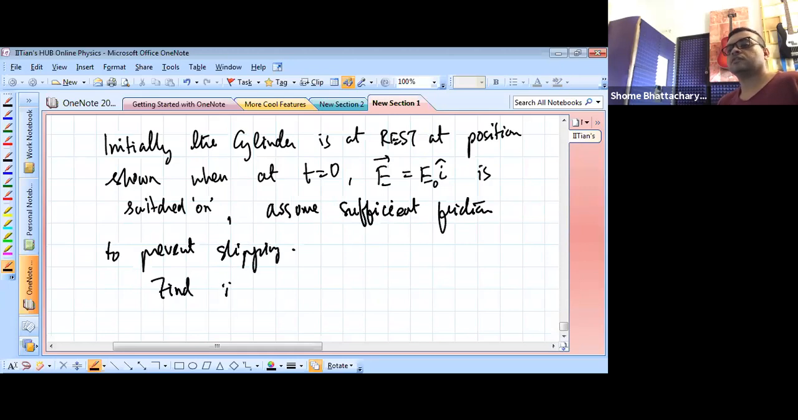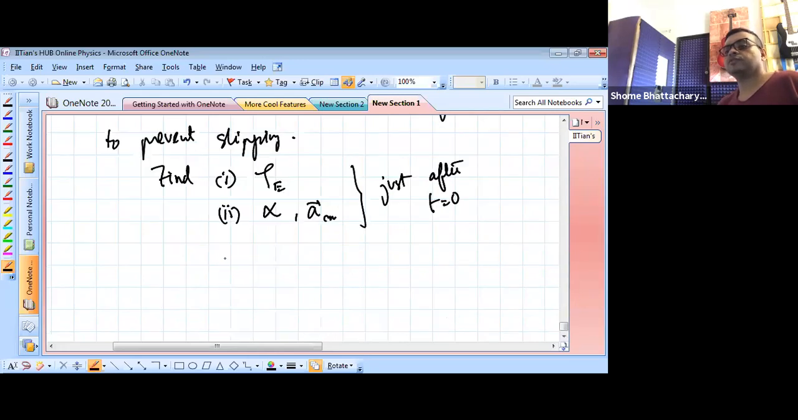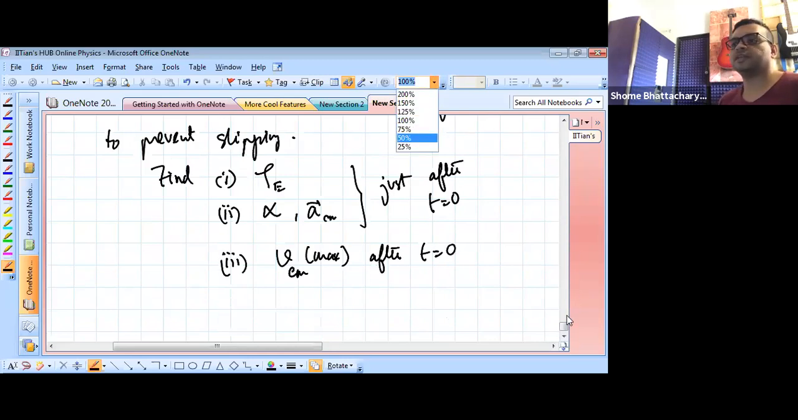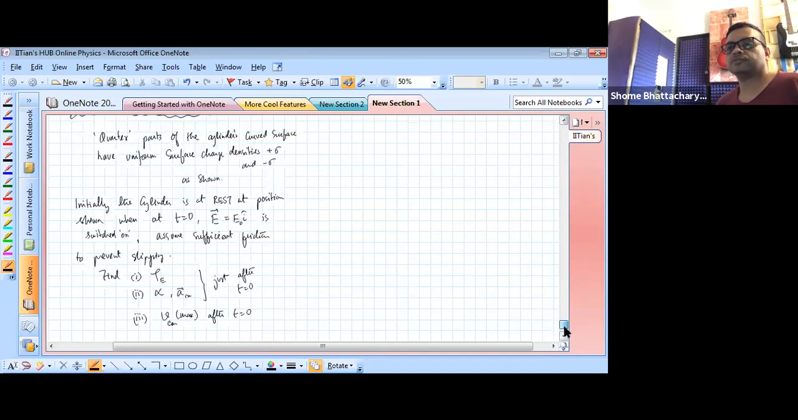So you have to find the torque due to electric field and the angular acceleration and the linear acceleration of center of mass just after t equal to 0. And you also have to find VCM's maximum value after t equal to 0, assuming that there is a uniform electric field present all the time after t equal to 0.